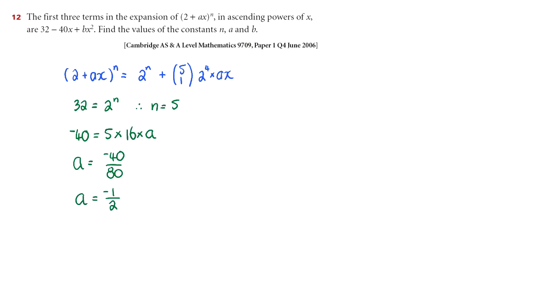Okay, so let's keep making progress here. For the next term of the expansion, we would go 5C2. We take 2 and now raise it to the power of 3. And we take the second part, ax, and raise it to the power of 2.